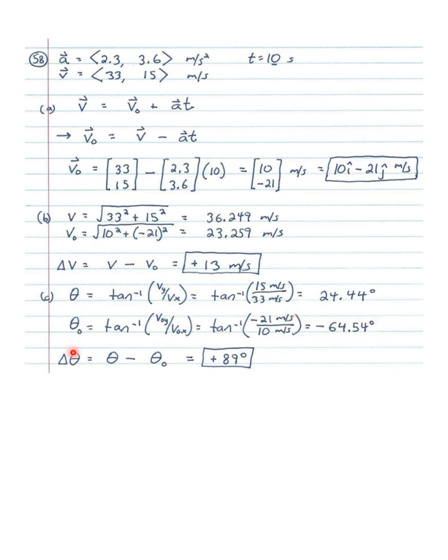The initial angle, we do the same thing with the x and y components that we got from part A. So the y component is negative 21, the x component is 10, and we get an angle of negative 64.54 degrees. The change in angle is then going to be final minus initial, theta minus theta naught, and so it increased by 89 degrees.